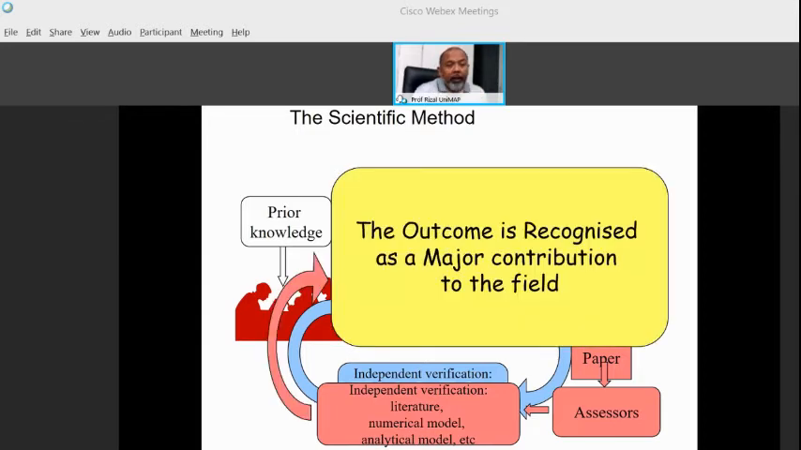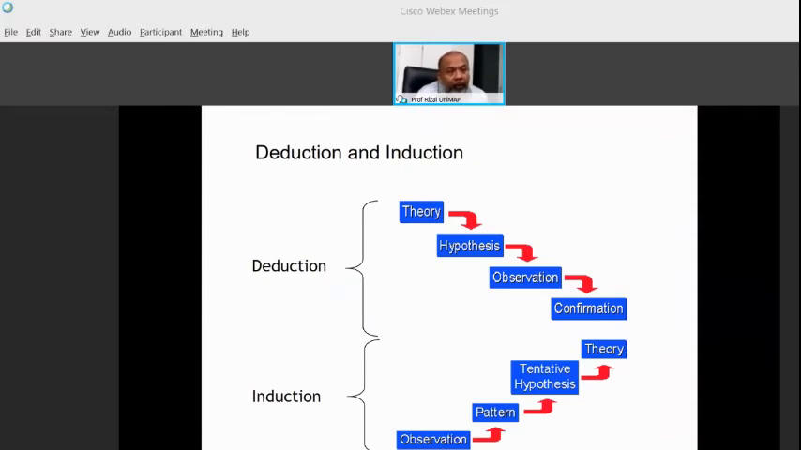So once it is verified, of course, the outcome is recognized as a major contribution in the field. So this is common, I think. Of course, some of us take the deductive approach. Some of us look from the inductive approach. So deduction means you have a theory, you have a hypothesis, you have an observation through experiment, and that confirms the theory. Or you observe some pattern, you formulate a hypothesis, and you prove that the theory explains the observation. So this is deduction and induction. These two methods are commonly acceptable in the scientific community.